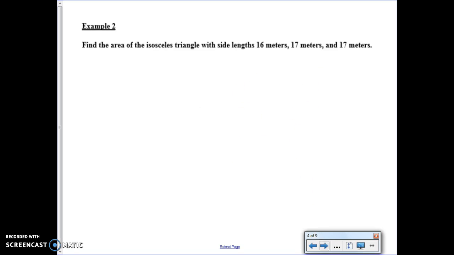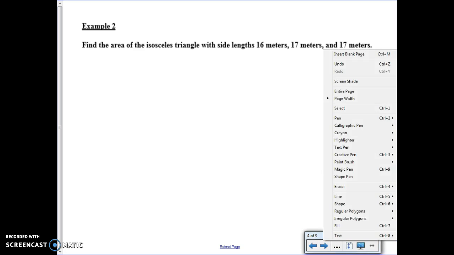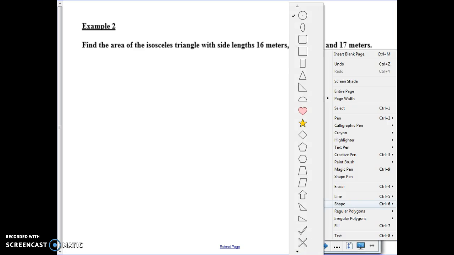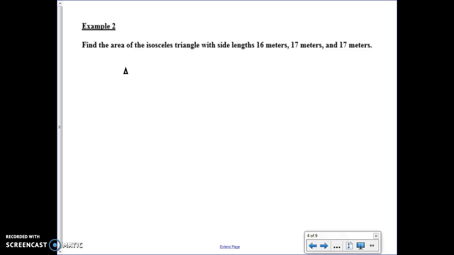Okay, find the area of an isosceles triangle with side lengths of 16 meters, 17 meters, and 17 meters. The first thing I'm going to do is draw that triangle. Anytime things aren't looking clear, I want to draw a picture to see what it would look like. So if it's isosceles, then the two legs are going to be the same. So I'm going to draw it this direction. So they're both 17, and the base is 16.